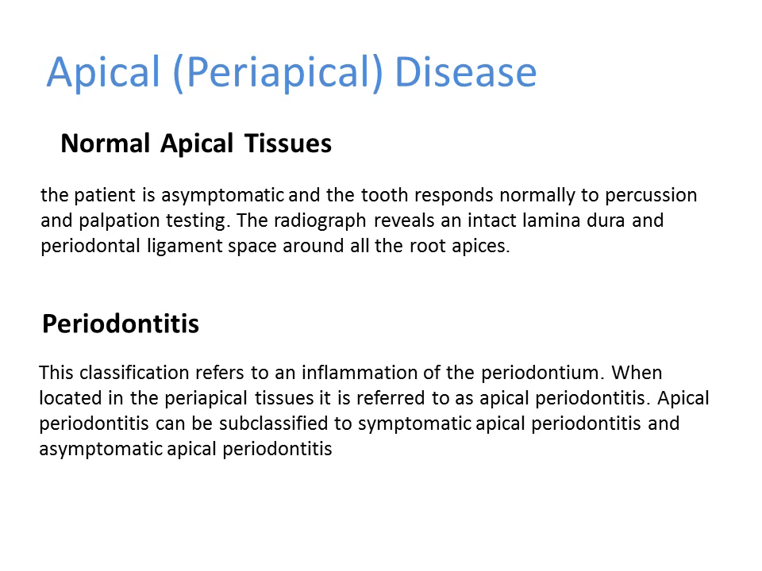Radiographically, there is an intact lamina dura. The periodontal ligament space all around the tooth is uniform, even with the root apex.